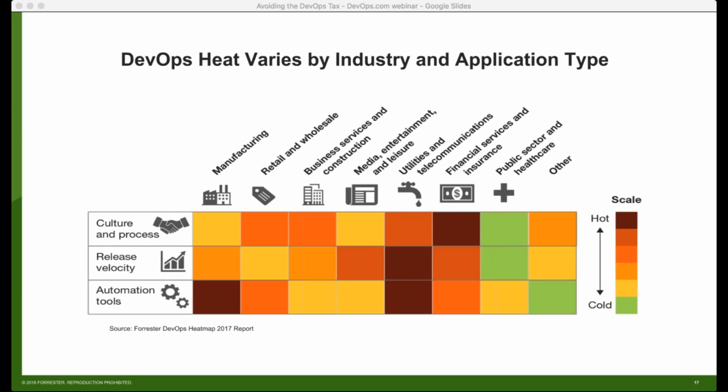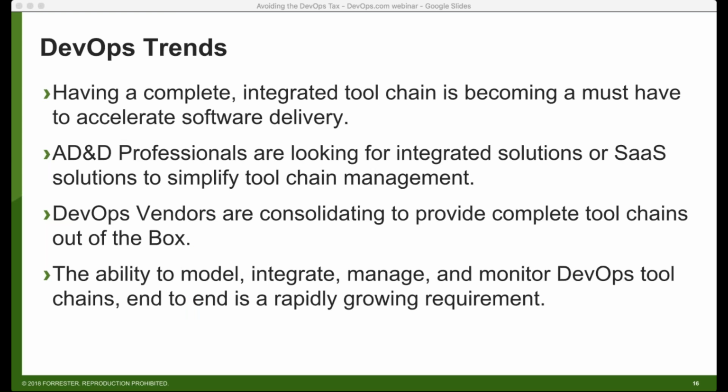We're also seeing DevOps vendors, sorry, I'm going a little bit too slow, I guess. DevOps vendors are consolidating and providing complete tool chains out of the box, and the ability to model, integrate, manage and monitor DevOps tool chains end to end is also a growing requirement. So across the industry, these are the trends we're seeing as DevOps adoption is growing. Next.